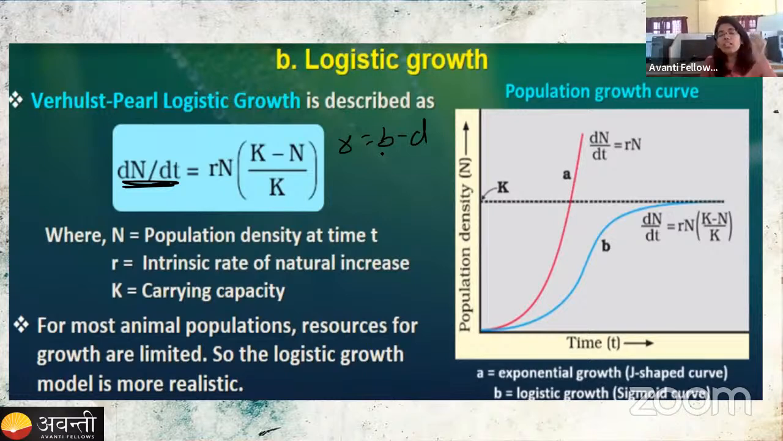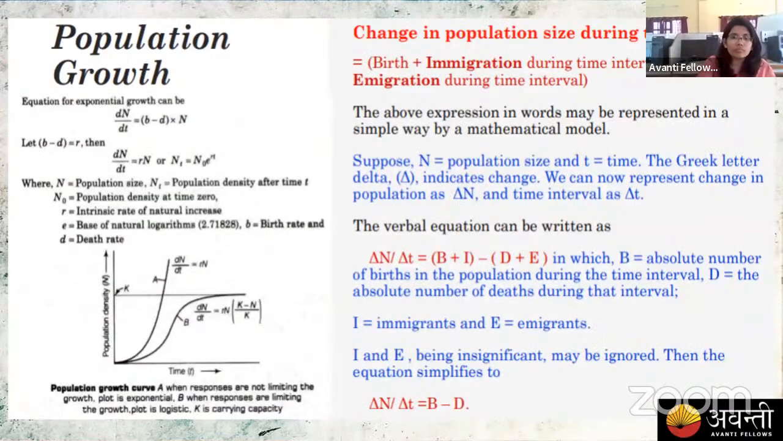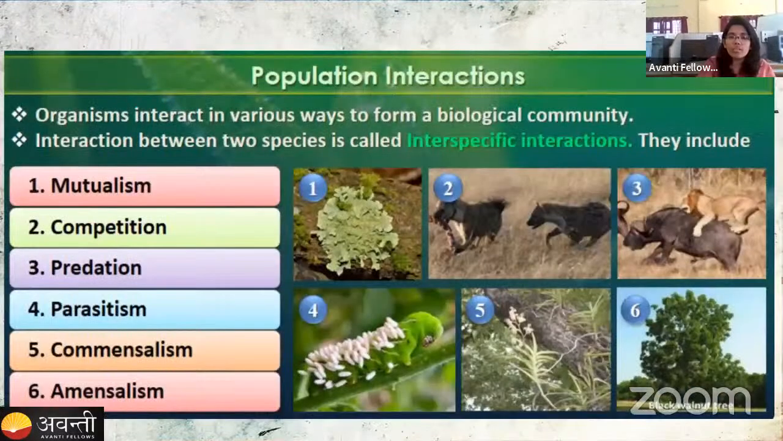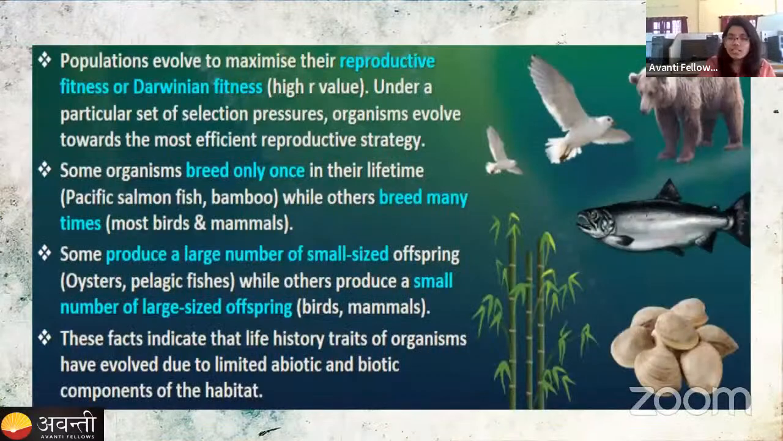R means how many humans have been born minus how many humans have died. That's R, actually birth rate we need to write. And then N. What do you mean by N? Initially, how many humans were there? Let's say 100 humans were there. And into K minus N by K. K is the carrying capacity, which is a constant. This is the formula for logistic growth. I hope it is clear. If you have a doubt, please ask in the chat box.